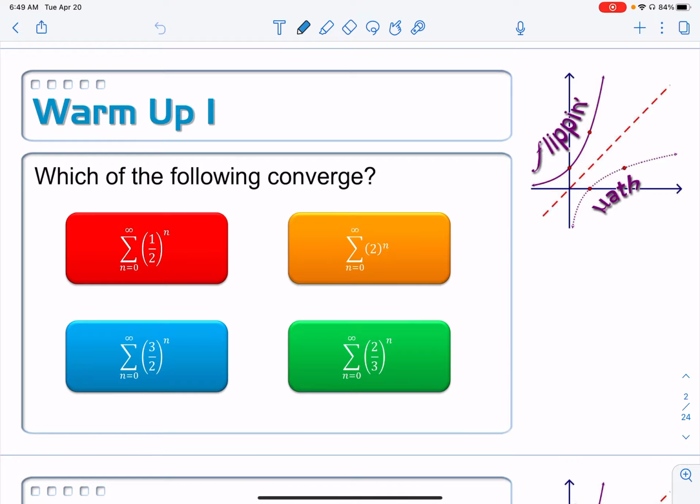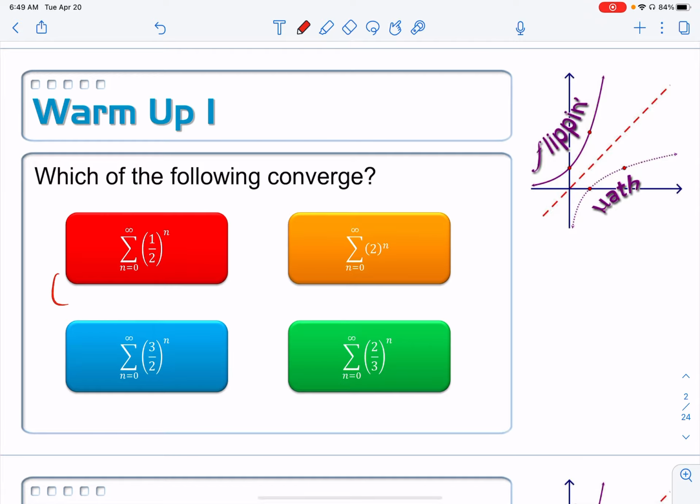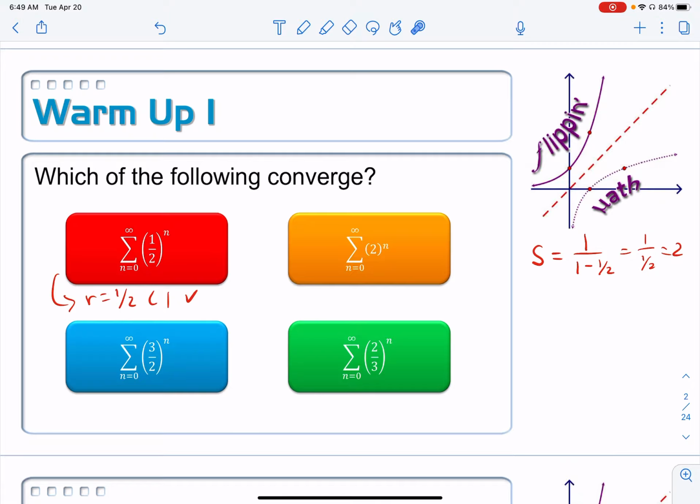Okay, so on this first one, let's color code this. This one's red. Here your r is equal to a half, which is less than 1, so this one definitely converges. Not only does it converge, its sum is equal to, what would I get if I stick in a 0 here? 1 half to the 0 power is 1, that's our first term, over 1 minus our common ratio, a half, which is equal to 2. So not only does this thing converge, it converges to 2, if you add up all the terms.